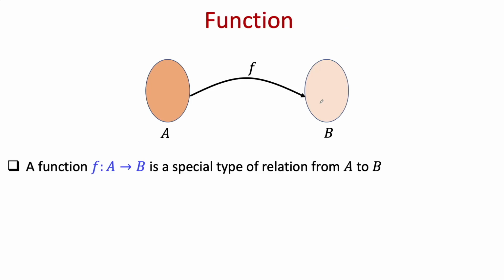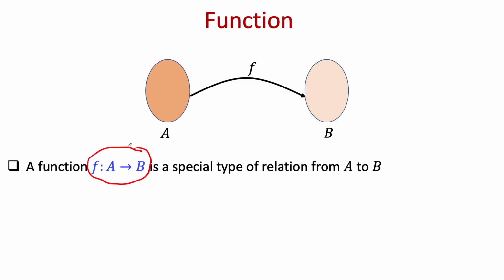So what is a function? Imagine you are given two sets, a set A and a set B. When I say I have a function, say little f from the set A to the set B, then it is a special type of relation from the set A to the set B. Since the function is from the set A to the set B, we denote it by this notation.